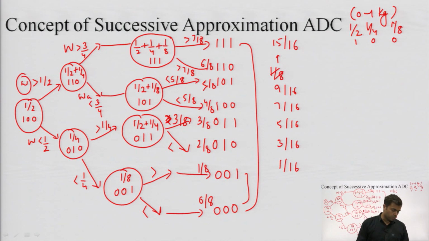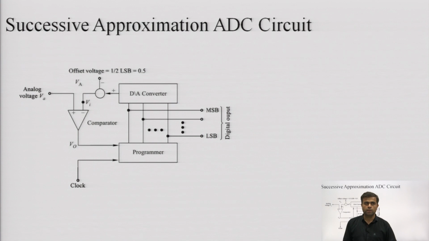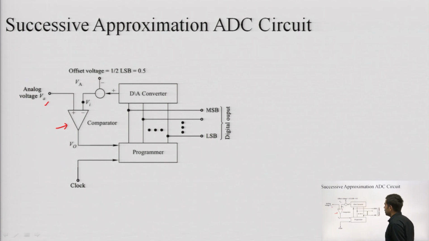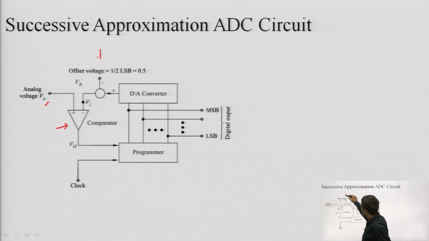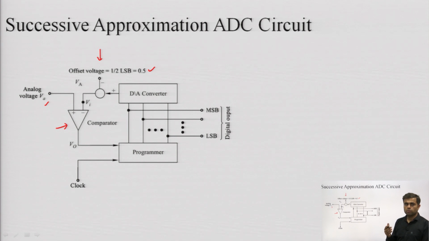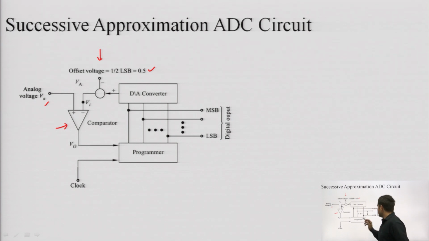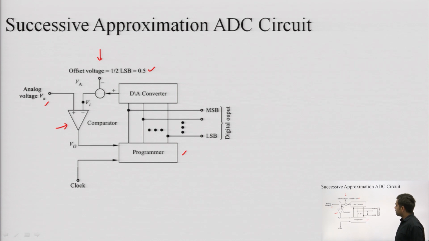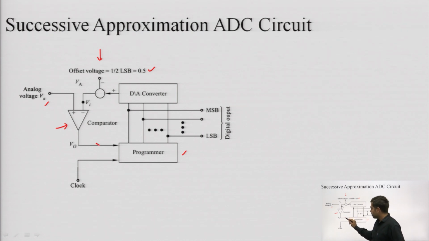Based on this, I will be designing a circuit which is shown as this. There is a comparator. To the positive terminal of this comparator, I am applying an analog voltage, and to the negative terminal of this comparator, the D to A converter is giving its output, and there is an offset voltage of half LSB, 0.5, which we have added deliberately so that we can make 1 by 8 as 1 by 16. So we are reducing the quantization step here. There is a programmer here, and the programmer is accepting the comparator output.